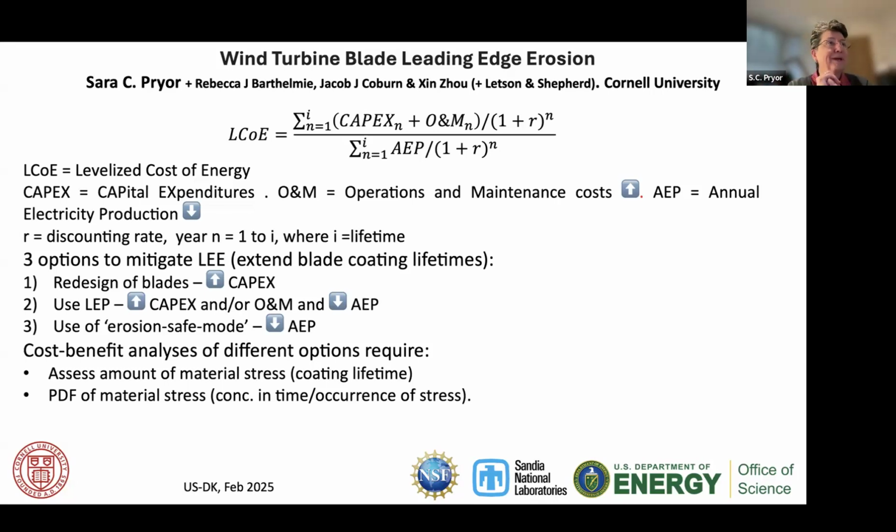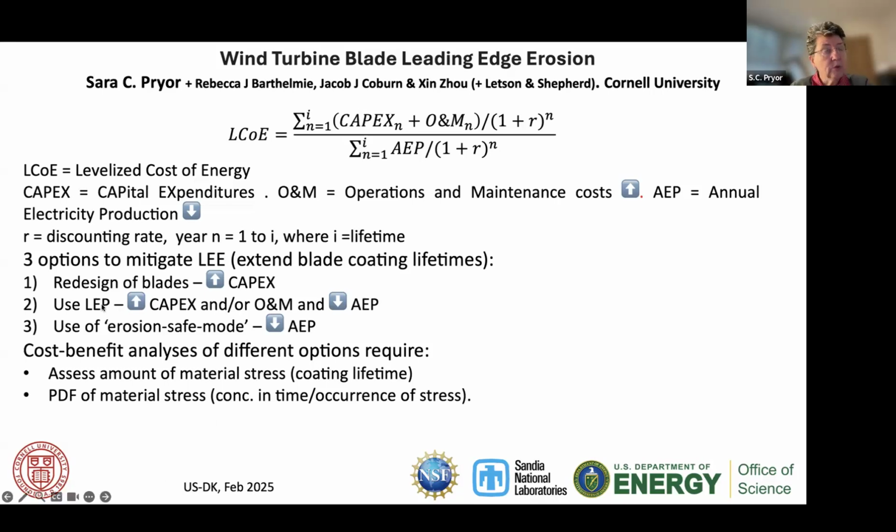So there's some really exciting material science questions here. So for example, is it possible to use flax to increase the durability? Even diamond coating, is that possible? Whatever we do in terms of blade redesign, of course, is going to, at least in the short term, increase capital expenditure costs and doesn't help us with the tens of thousands of wind turbines we already have deployed.